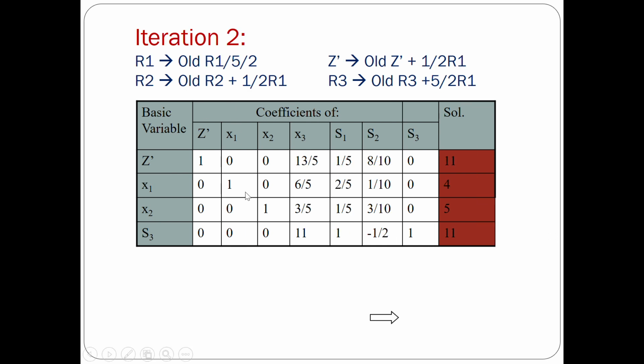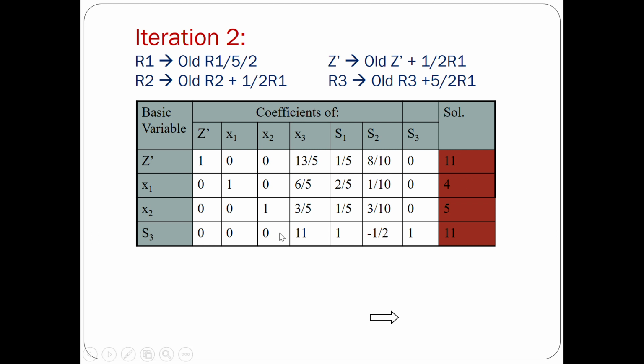So we have to convert the key element as 1 and all other key column elements as 0 by performing the row operations like this. After doing this, we have to once again check for the optimality condition. Here there is no negative element in the Z function row. That means the optimality condition is reached. So we can pick the optimum solution from the table.